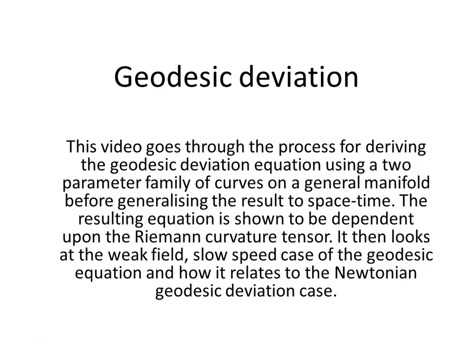This video goes through the process for deriving the geodesic deviation equation using a two-parameter family of curves on a general manifold before generalising the result to space-time. The resulting equation is shown to be dependent upon the Riemann curvature tensor. It then looks at the weak field slow speed case of the geodesic equation and how it relates to the Newtonian geodesic deviation case.